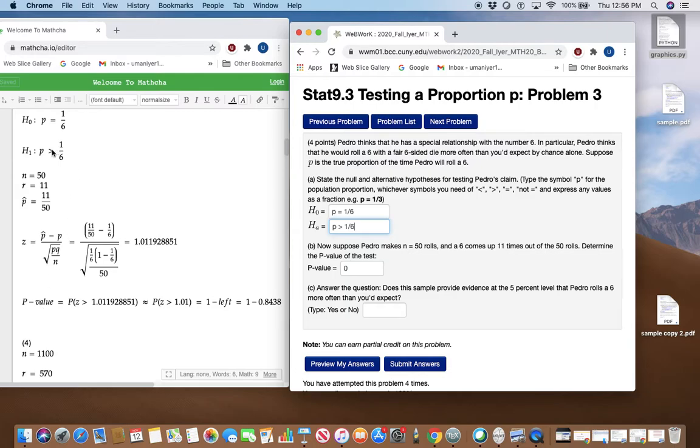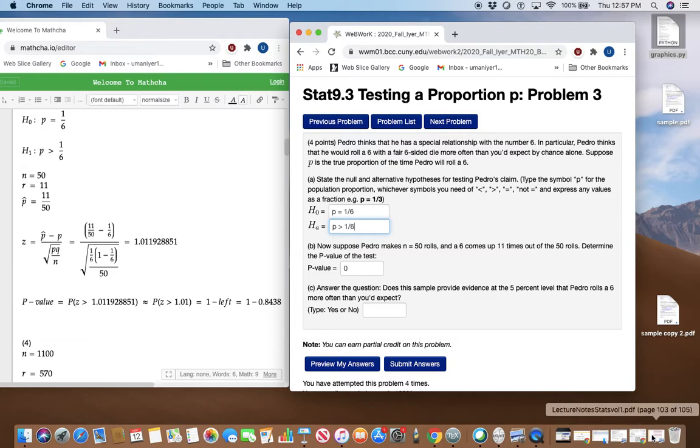P value, because this is a right tail test, is the probability Z greater than the test statistic you obtained. Now approximate this up to 2 digits. After 1 is a 1, so that comes to 1.01. This is greater than. So greater than is the probability you get by using your table: 1 minus the left area. Greater than is the right area. So right area is the same as 1 minus left area.